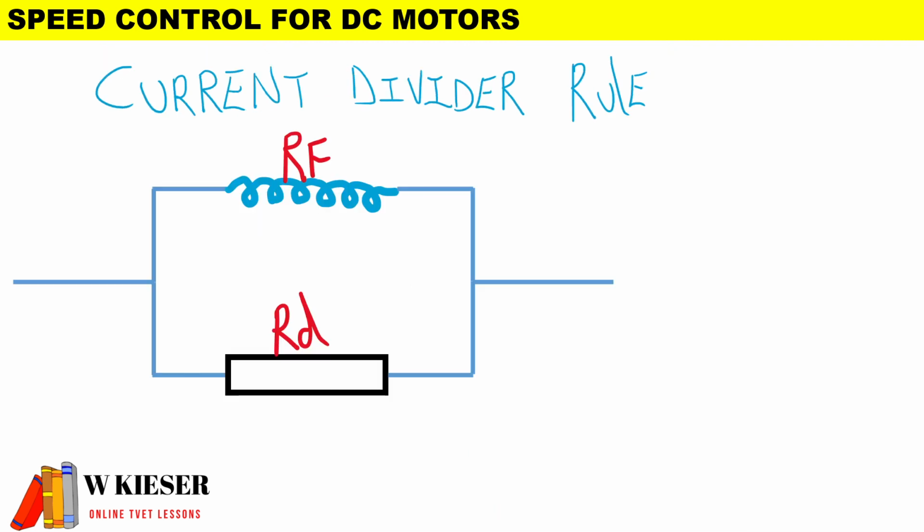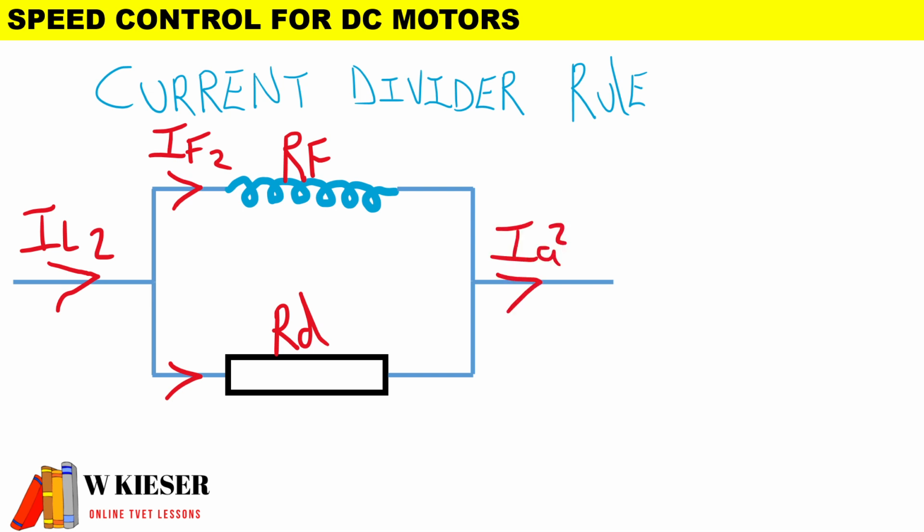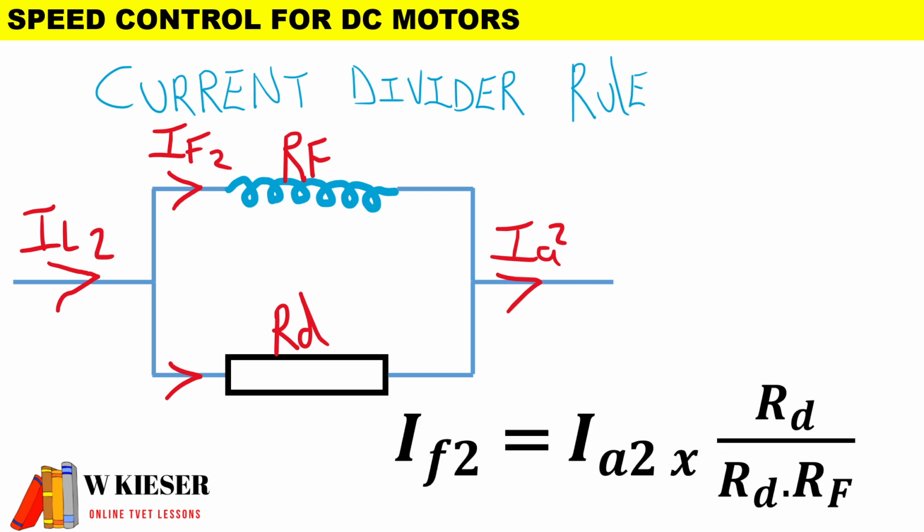Our other formula that we could potentially use, we won't use it in this example, but just for future reference, if you have a diverter resistance placed in parallel with the field winding, we have our secondary supply current coming into the parallel branch. We have our secondary field current passing through the field resistor, and then we have our secondary armature current. So for the current divider rule, to calculate the secondary field current, it will be IA2 times the diverter resistance over the diverter resistance plus the field resistance. And we'll take a look at this formula in some other examples.